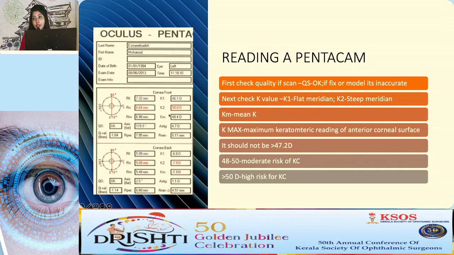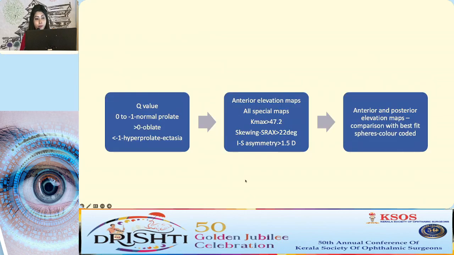Then look for the K1, K2 values. K1 is the flat meridian, K2 is the steep meridian. If this value is greater than 47.2, that is abnormal. Then there is a K mean. Similarly, there is corneal front elevation data and corneal back elevation data also. Then there is something called the K max, which is given down here. If that value is greater than 47.2, it is abnormal. 48 to 50, moderate chances of keratoconus. Greater than 50, high chance of keratoconus.